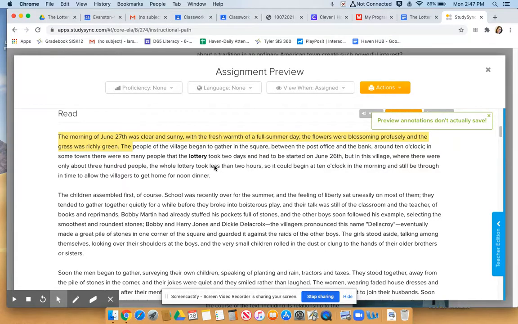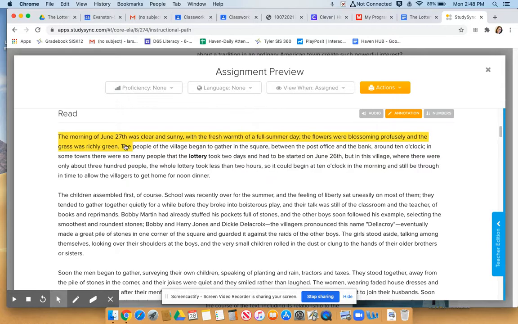The people of the village began to gather in the square between the post office and the bank around 10 o'clock. In some towns, there were so many people that the lottery took 2 days and had to be started on June 26th. But in this village, where there were only about 300 people, the whole lottery took less than 2 hours. So it could begin at 10 o'clock in the morning and still be through in time to allow the villagers to get home for noon dinner.